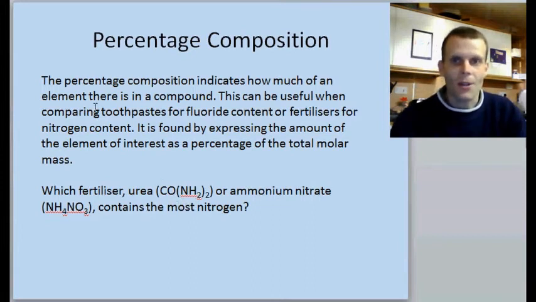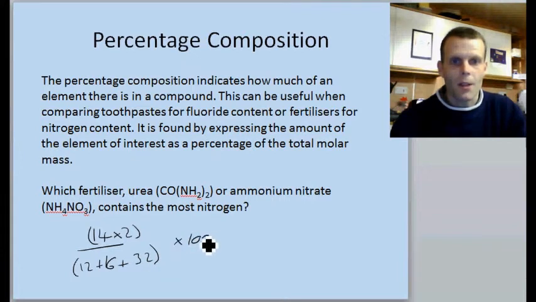So again, I'm not going to use particularly accurate atomic masses, but this one's got 14, with 2 Ns in there, over the mass of the whole thing. The whole thing weighs 12, 16, 14, 15, 16, 32, like that, and express that as a percentage, and you'll find out how much nitrogen there is in there.